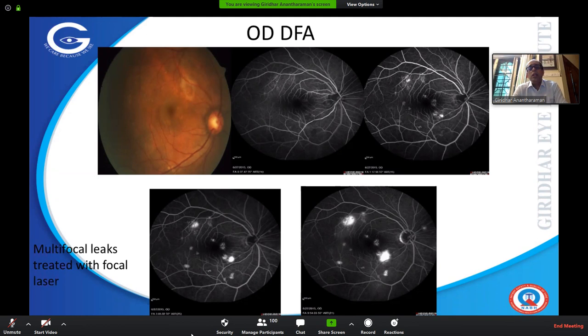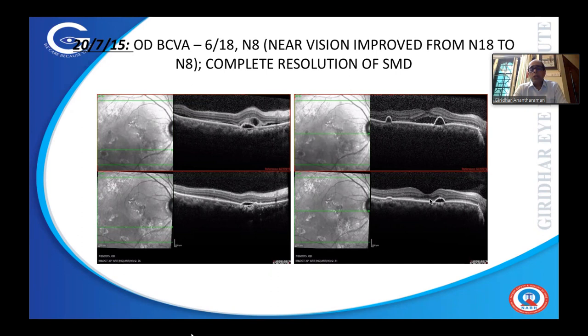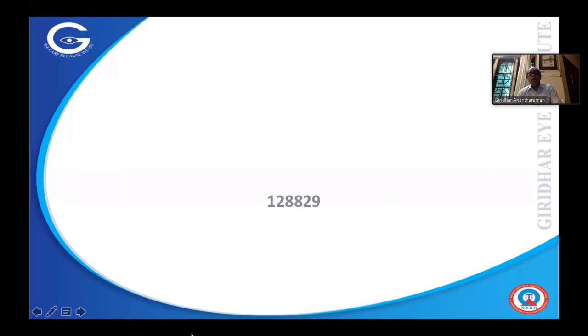So you can see over a period of time, in this particular picture here, there is complete resolution, and also the PED has become much smaller and one PED has more or less collapsed. So this is another case just to show you how we manage a patient who's having a little bit of persistent disease for some period of time. This is my third patient.